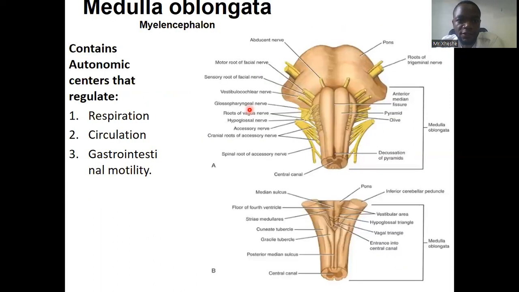Okay, shown here. So let's begin with the medulla oblongata. Sorry, this time we're starting from the bottom, then we can climb up a bit. All right, so what are we expecting as functions of the medulla oblongata? First of all, it contains a lot of autonomic regulatory centers, for example, respiratory center, circulatory center, and gastrointestinal motility center.